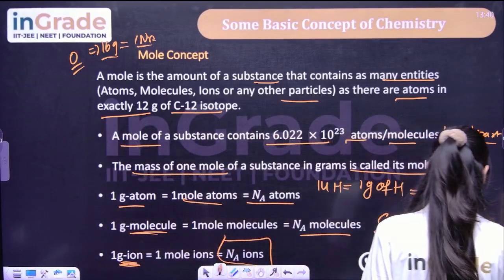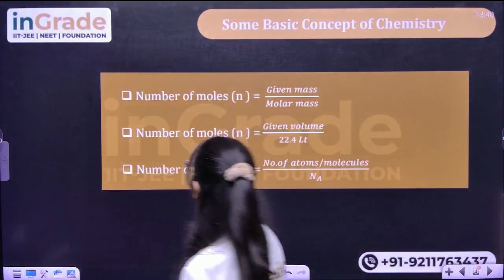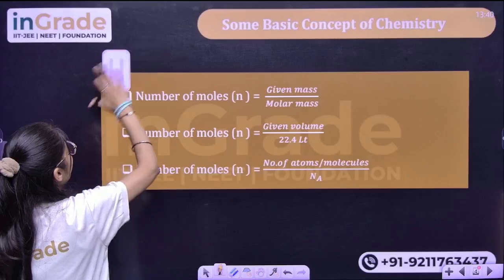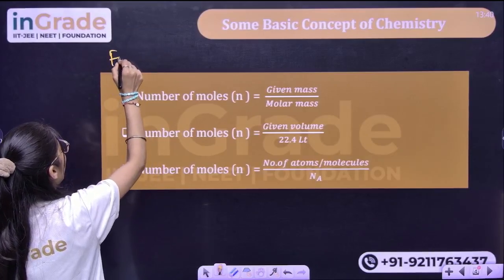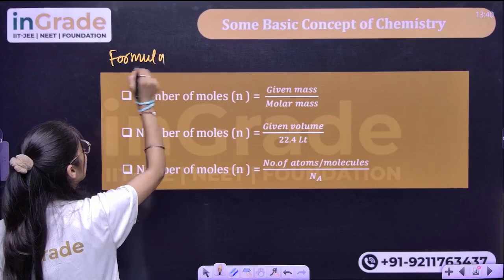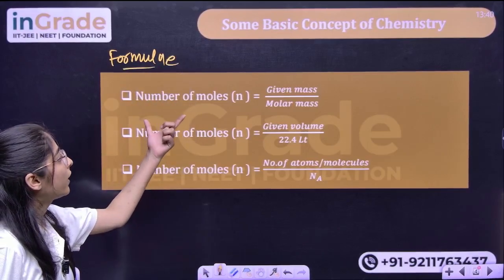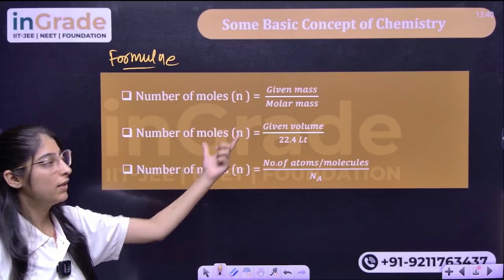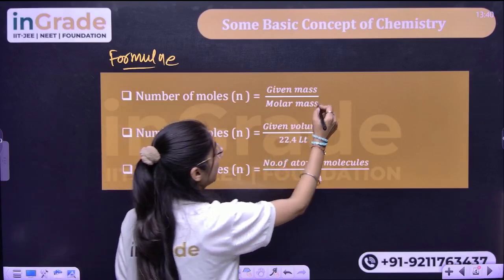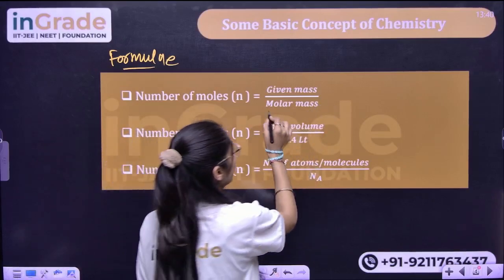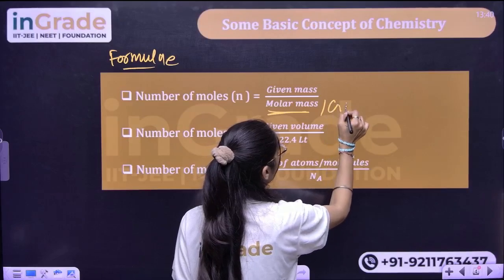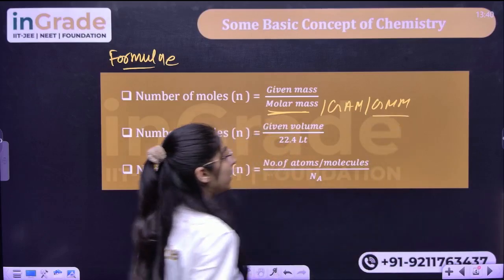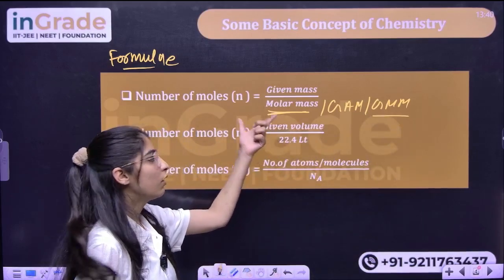After this, we will cover some formulas that are very important for us. So we know that if you want to calculate number of moles in terms of mass, then n will be equal to given mass upon molar mass. This molar mass can be your GMM, gram molar mass. Basically, we are taking this GMM, and GMM is equal to your molar mass.